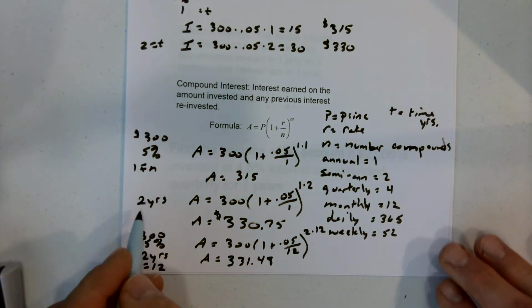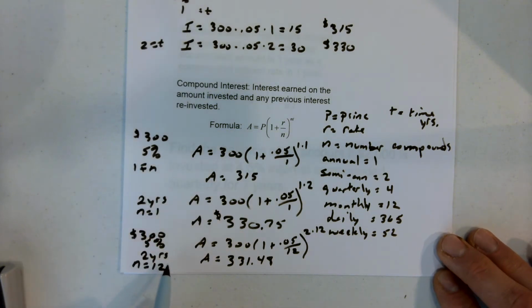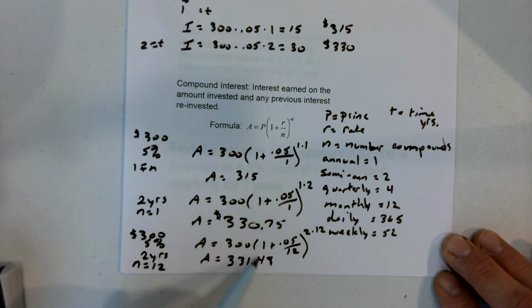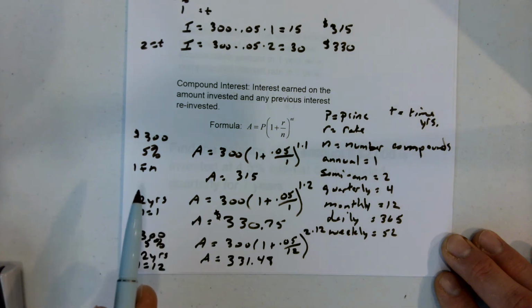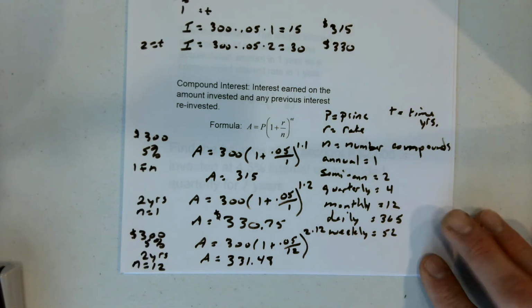Well, I changed my n from annually to now going 12 times a year, or monthly. Notice I've earned just a little bit more money because I'm calculating my interest each month, so I'm earning in the next month interest on the interest I earned from the first month. And then the third month, I'm earning interest on the interest I earned in the second and the first month. See how it just compounds itself upon each other.